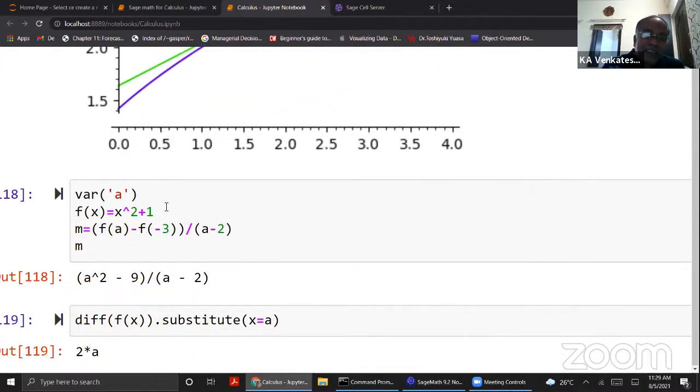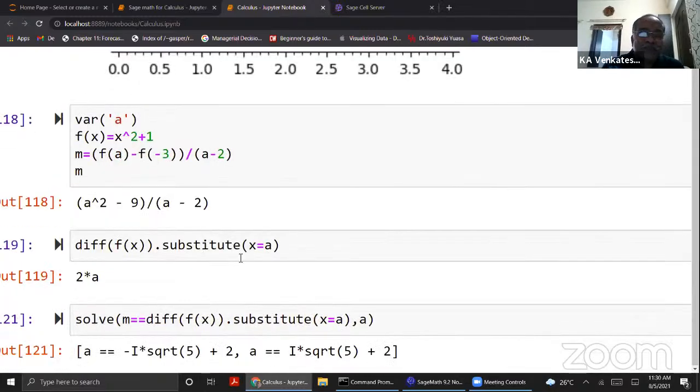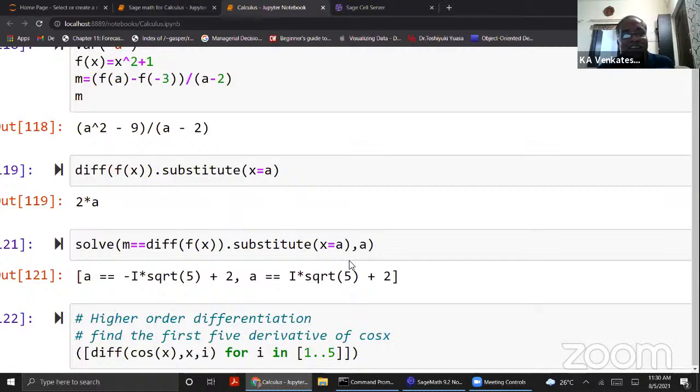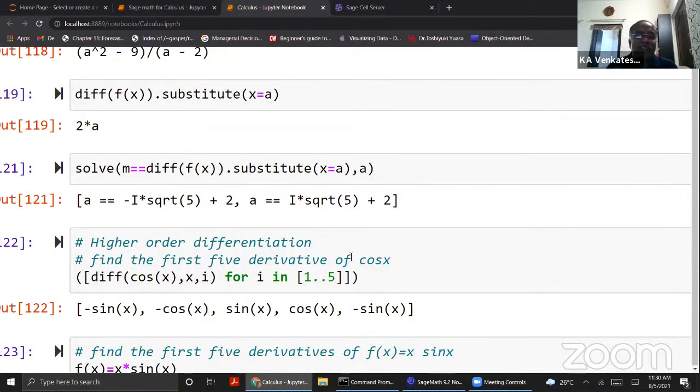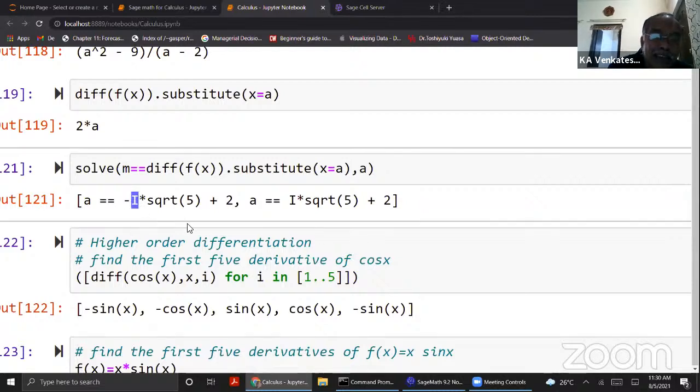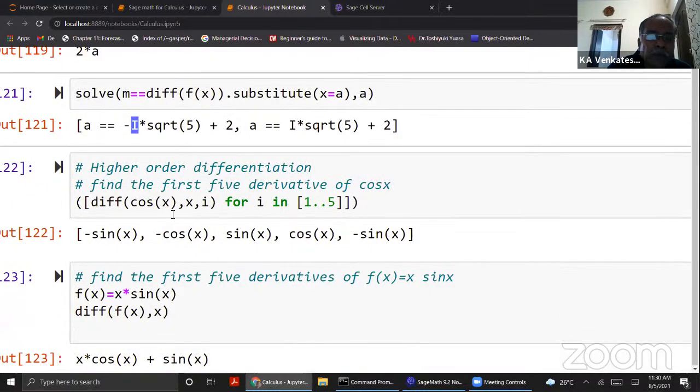Now the same thing, instead of defining that way, finding the slope, from that substitute x equal to a, and solve for this. So we'll get here, when you solve for this, minus I. Capital I in SageMath represents the imaginary complex number. So these 2 roots are in the complex numbers, so we cannot use them because we are in the real number system. So obviously this is the root here.